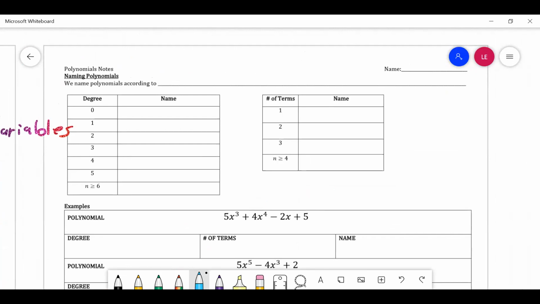These are going to be the names. And also here at the top, we name polynomials by the leading term, by the leading coefficient.